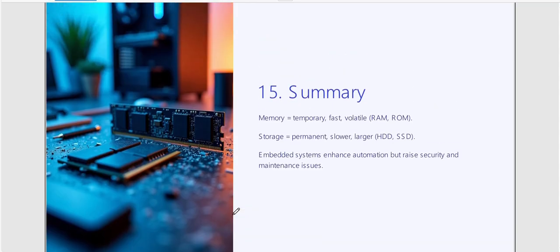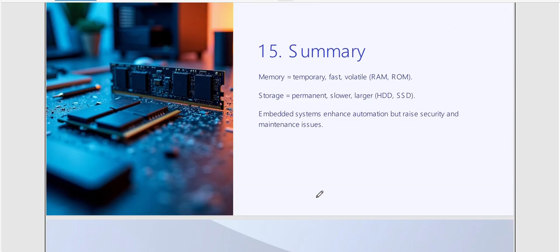So summary is this, that we covered the memory. It is temporary, fast, volatile, and the types of memory are RAM and ROM. Storage में आपके पास permanent होती है, slower होती है, larger होती है, and इसकी types हैं hard disk drive और solid state drives. ठीक है। So embedded systems basically enhance automation, but it is having very security concerns and maintenance issues as well.